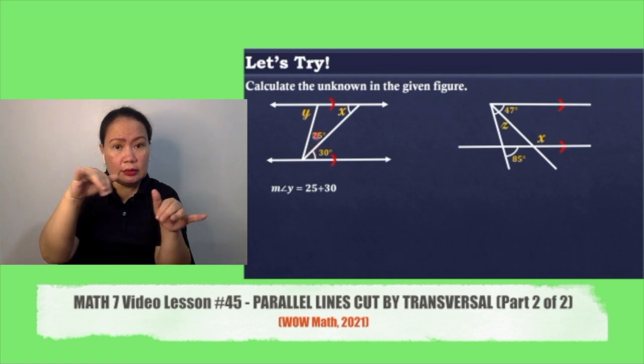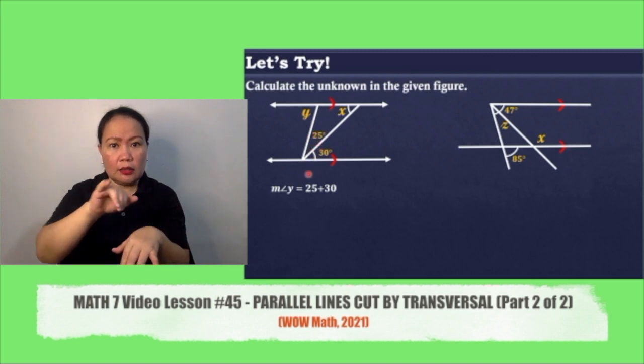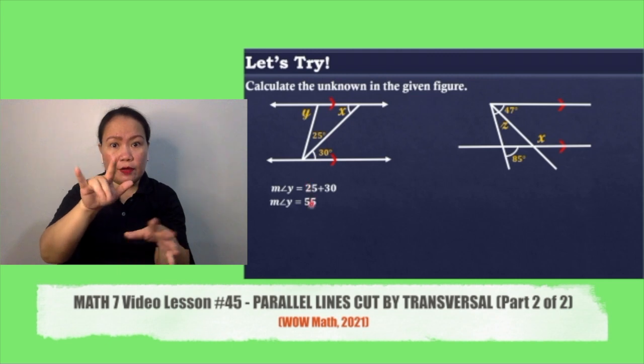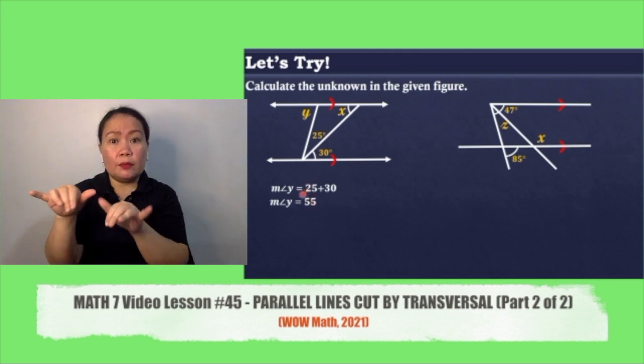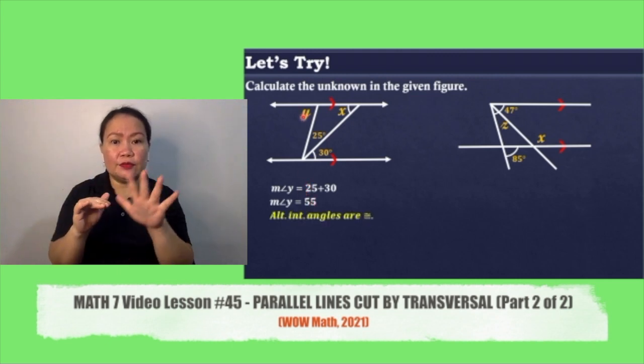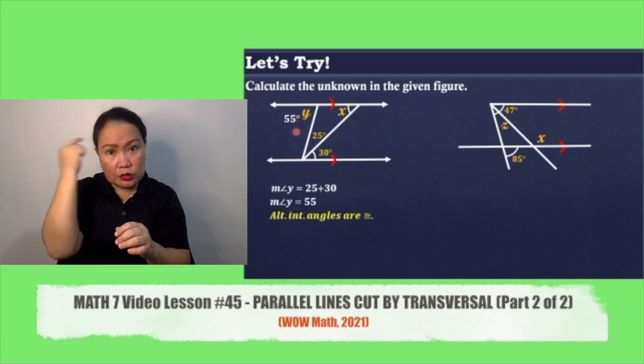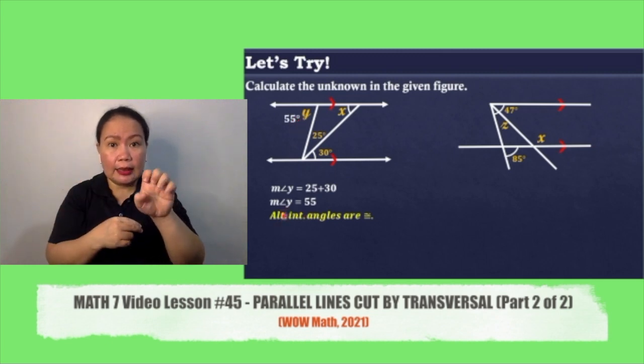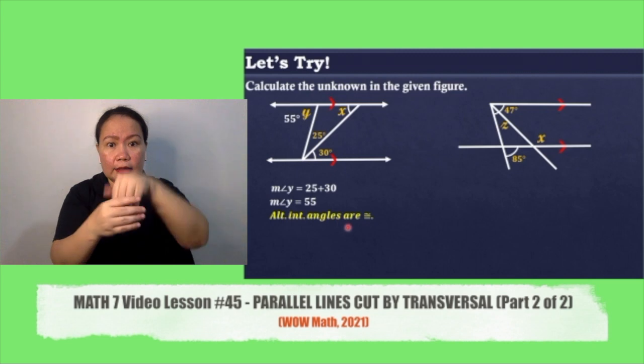So, ipa-plus natin si 25 at 30. Okay? So, that is 55. So, anong measure nito? This is 55 degrees. Okay? Anong reason? Alternate interior angles are congruent.